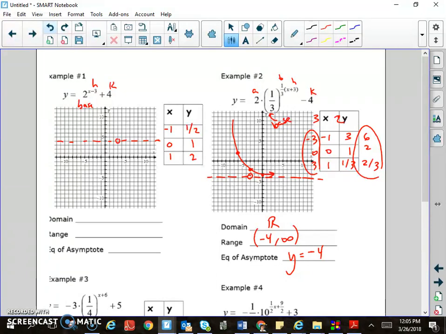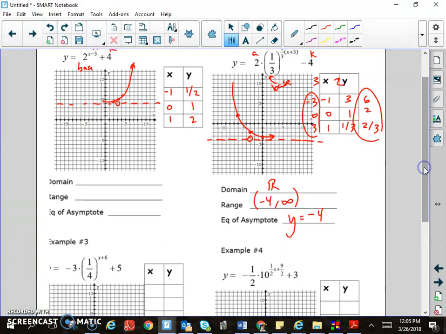So from here you go left 1, up 1/2. From your ghost point, you go up 1, and then you go right 1, up 2. So the graph is growing. Okay, it looks like that.